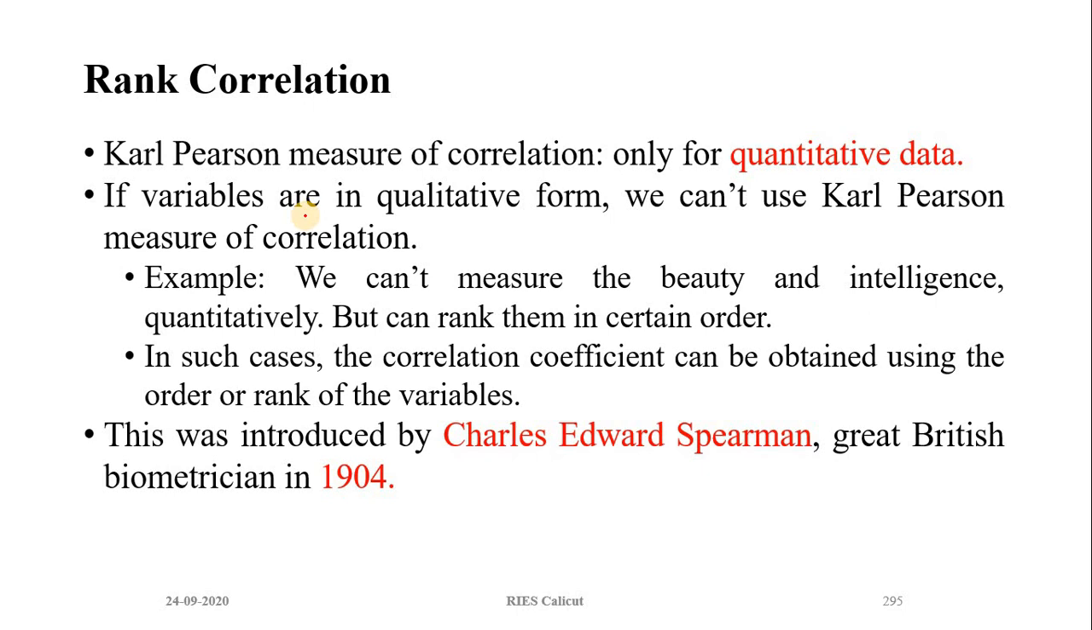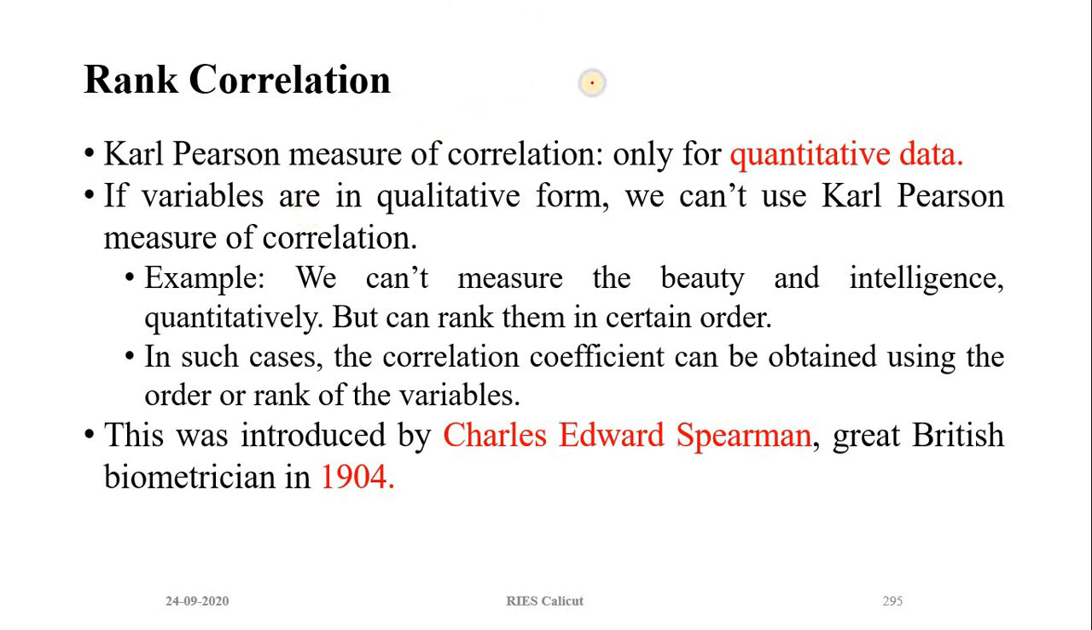So the correlation coefficient obtained through order or rank is known as rank correlation. Actually, in rank correlation, we don't have a proper value, but we have certain ranks. On the basis of these ranks or the order of these values, we can find out the correlation, and this type of correlation is known as rank correlation. This correlation concept was first introduced by Charles Edward Spearman. He was a biometrician, and it was in 1904.